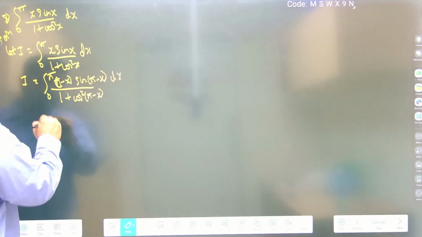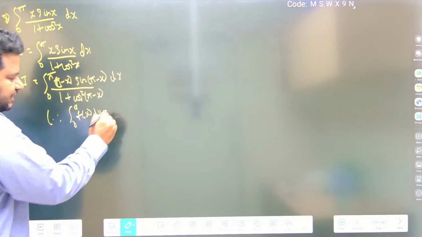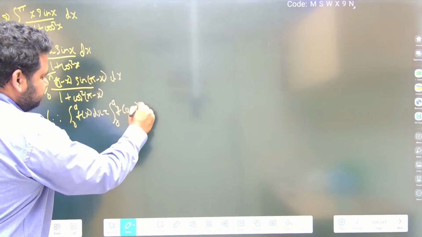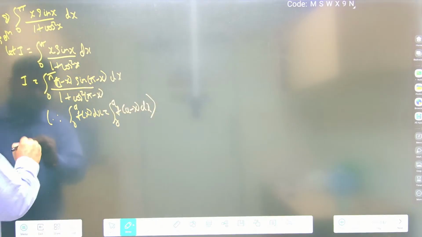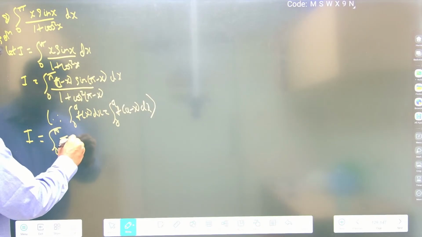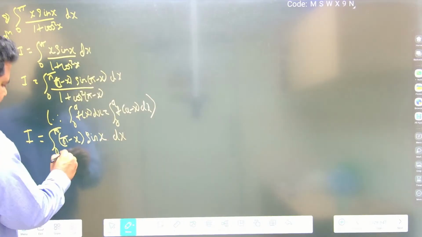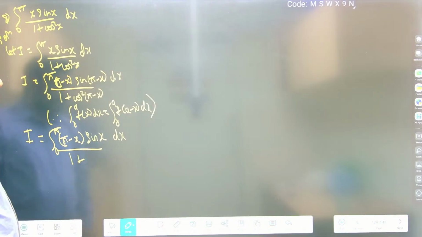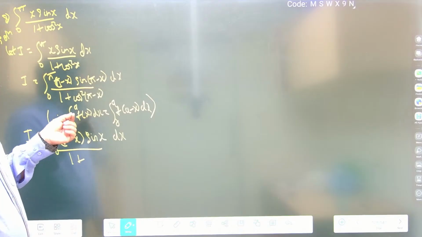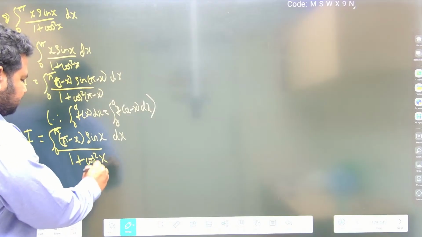Therefore, what is the formula? You must definitely write the reason. Therefore the integral from 0 to a of f of x dx is nothing but equal to the integral from 0 to a of f of a minus x dx. So I will become the integral from 0 to pi of pi minus x into sin x by 1 plus cos square x, because sin of pi minus x is sin x. Cos of pi minus x is minus cos x, but here the square is there, so minus cos x into minus cos x is plus cos square x only. So this will become cos square x.